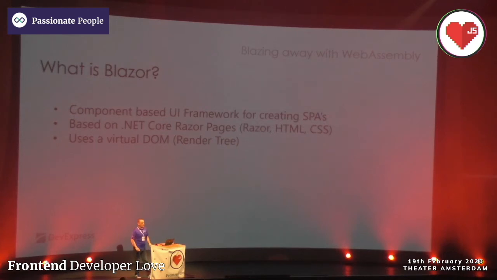And like a couple of JavaScript frameworks, it uses a virtual DOM, which is called a render tree, to actually do the updates on the UI. The cool thing with Blazor is that this rendering engine can be replaced with another one. And that brings a couple of very nice features, and I'll touch on one of those shortly, but I want you to be aware of that.